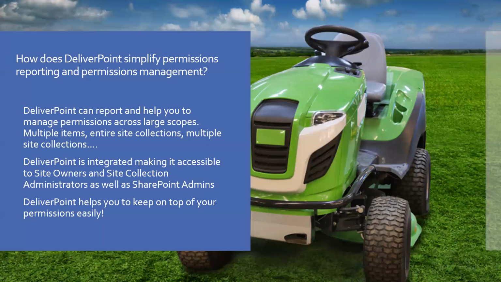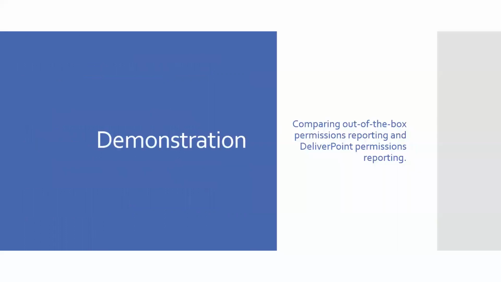So just being able to report and manage on multiple objects at any one time, and that includes multiple sites and site collections and lists and libraries and items, that can save you a tremendous amount of time and help you to be basically more efficient because you're spending less time trying to keep your permissions in check. So let's have a look at how DeliverPoint can do all of this.